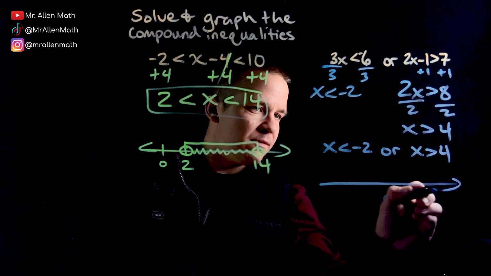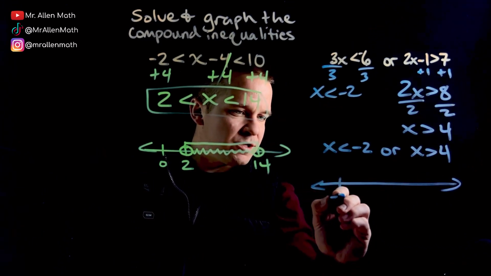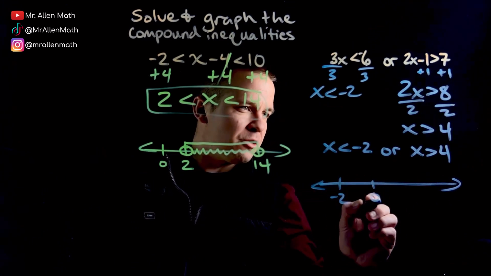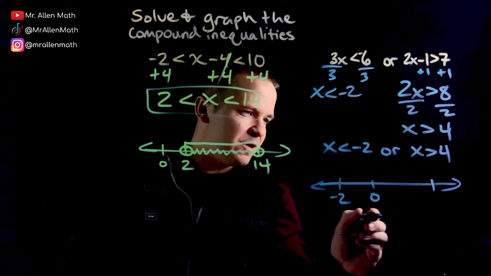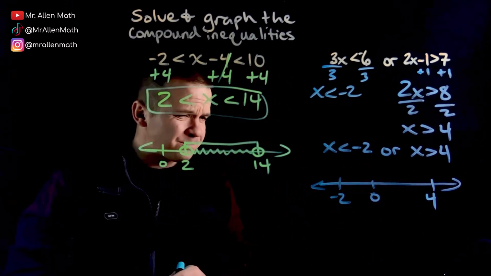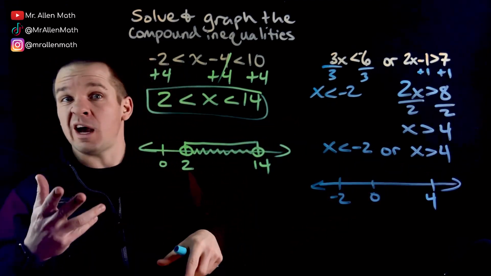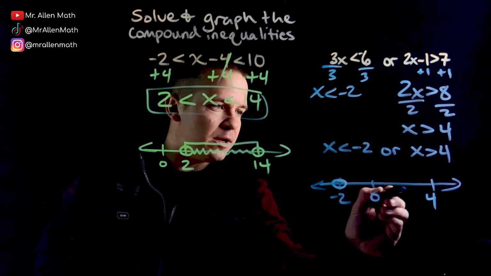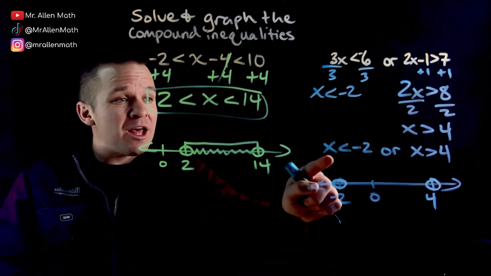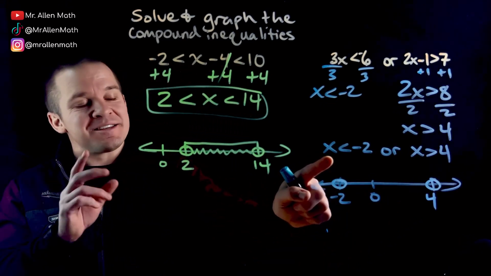When I graph it, I'm going to have -2. I got my 0 as that little placeholder, as I like to call it, just to give us some reference, and I got 4 right here. Now, because this is less than, not equal to, greater than, not equal to, they're both going to be open circles once again. And this x here on the left-hand side, that's the key.